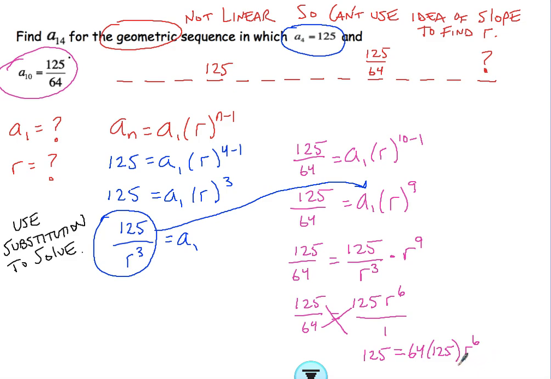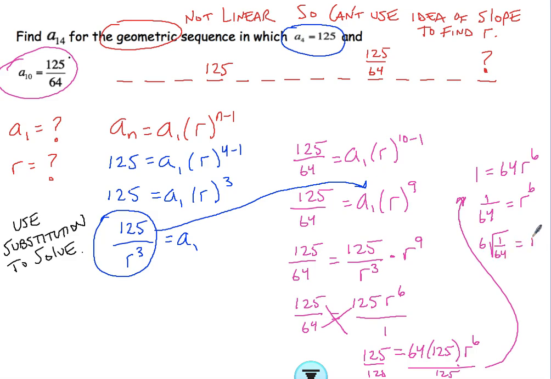And then I could divide by 125 on both sides. I'll continue it up here because I'm running out of room. So if I divide out the 125 on both sides, I will get 1 equals 64 r to the sixth. I can divide by 64. And then to get r alone, I would have to take the sixth root of 1 over 64. I can use my calculator to do that, and I'll get 1/2. So we now know that r is 1/2.